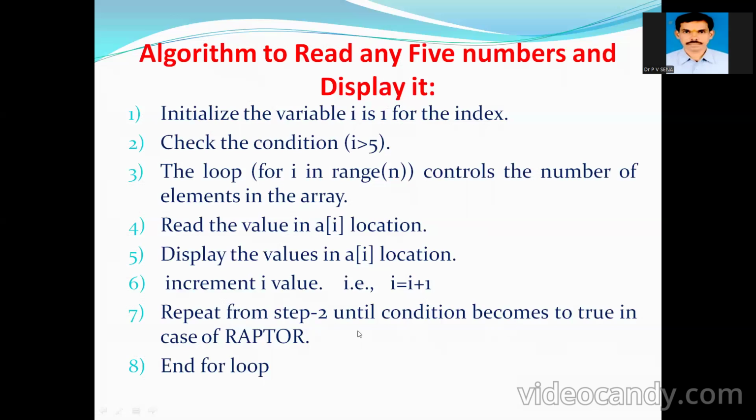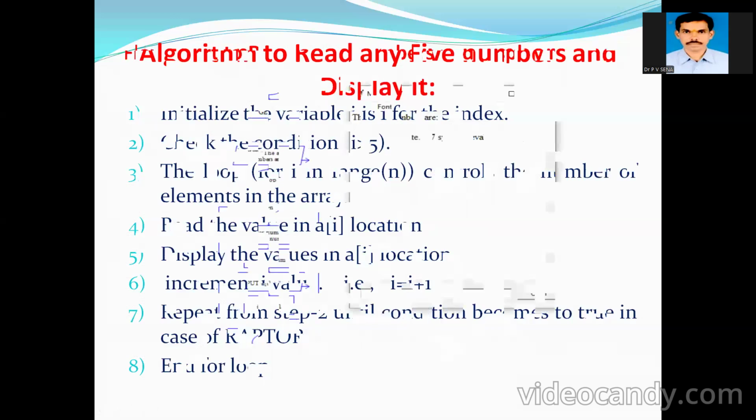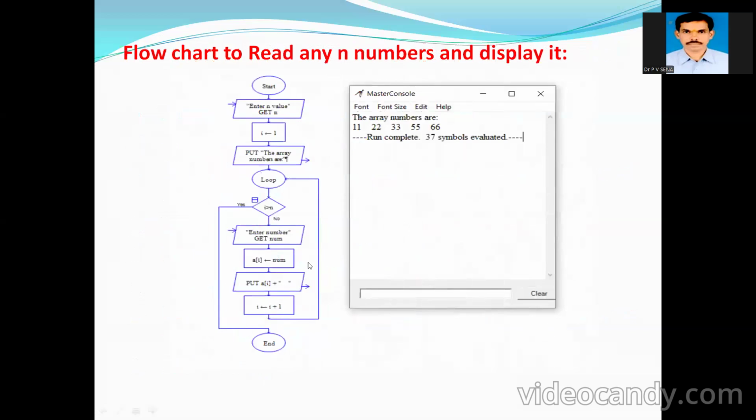So after this, the loop ends. This is the algorithm where we are reading any 5 numbers and displaying them. This is the equivalent flowchart I developed using the Rapid Algorithmic Prototype Tool for Ordered Reasoning, the Raptor tool.